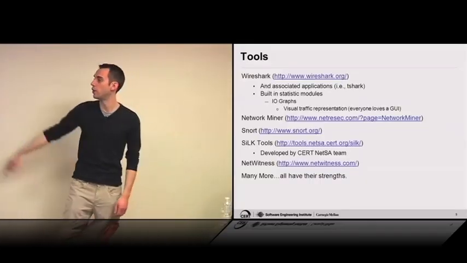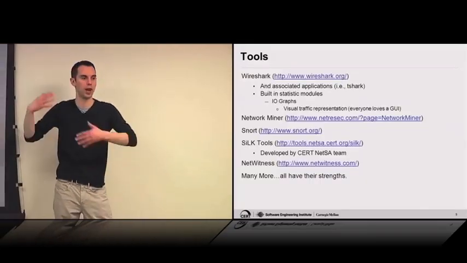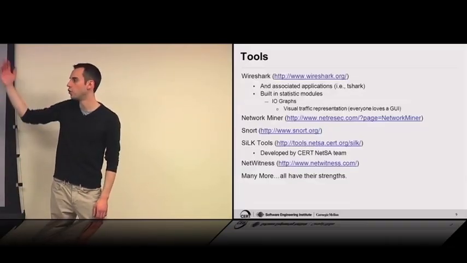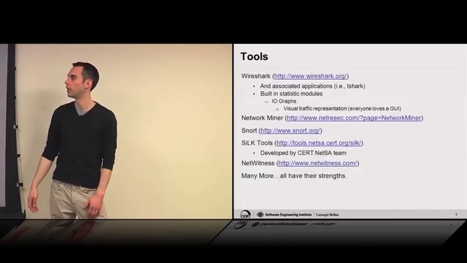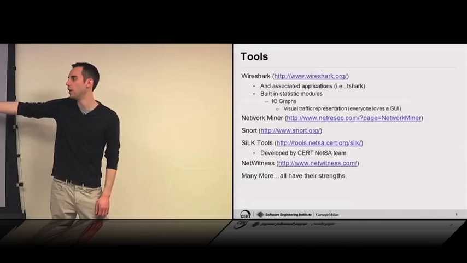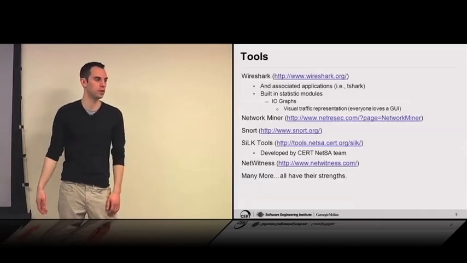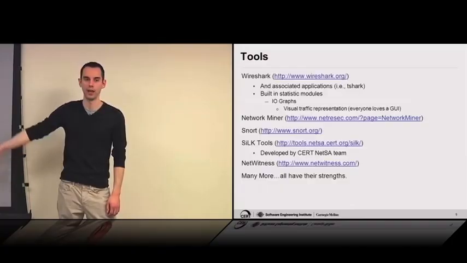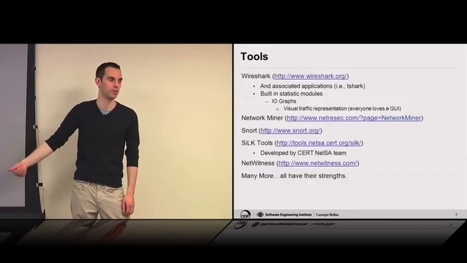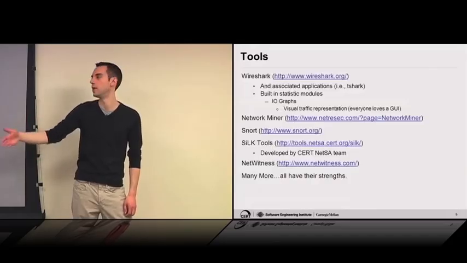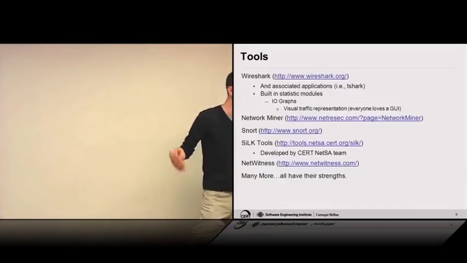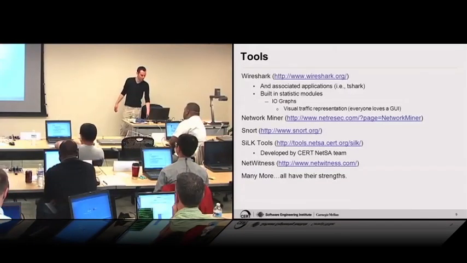There's also a bunch of other ones out there. NetworkMiner and NetWitness both do traffic reconstruction and stuff like that, and they do a pretty good job of that. Snort is more of a monitoring tool, but certainly has capabilities to do analysis of it. And then CERT developed the SiLK tools, which are designed to do analysis of flow data primarily, but they will automate some statistics and information out of that data. And there are also many more, and all have their strengths. All probably have their weaknesses too.